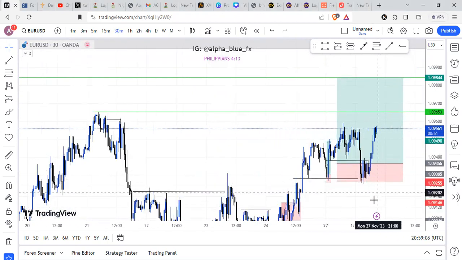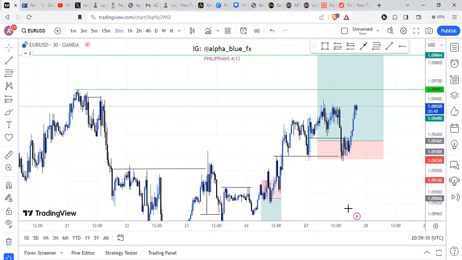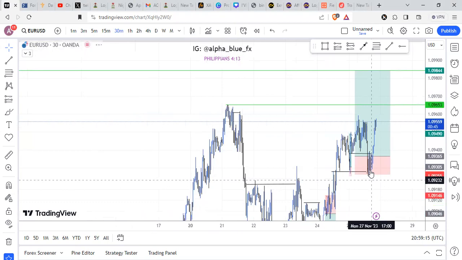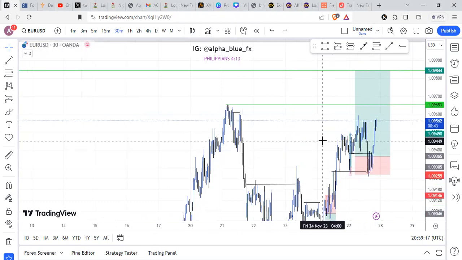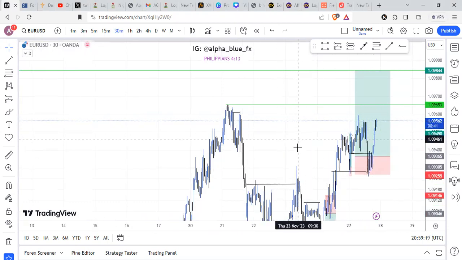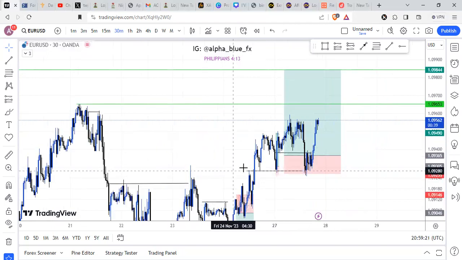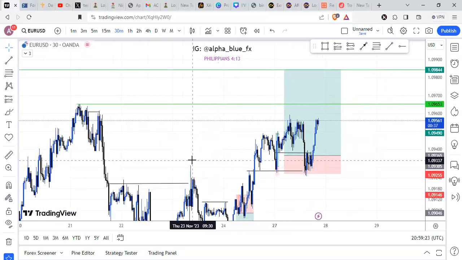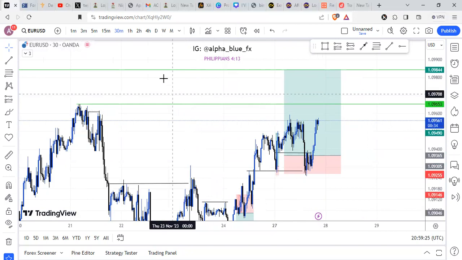That was why I moved my SL down to the 4 hour low, because I knew this was a very potential setup that price could buy. And the reasons why I was confident in the buy. First of all, let's start the analysis from the higher time frame.